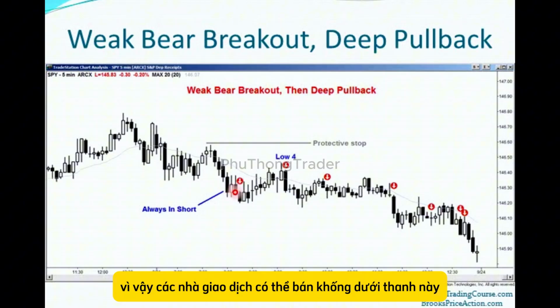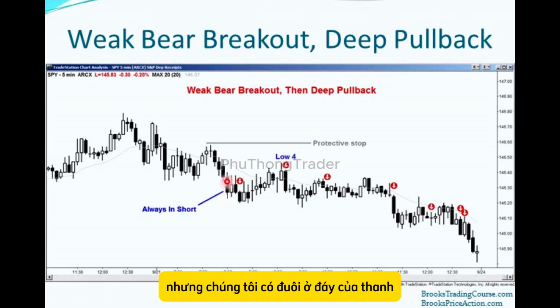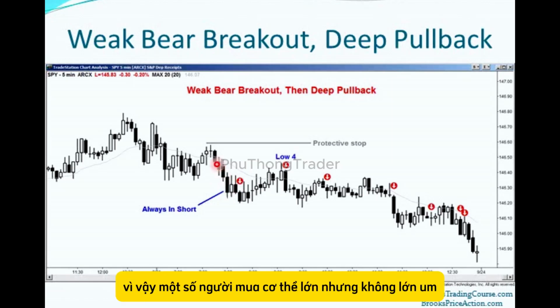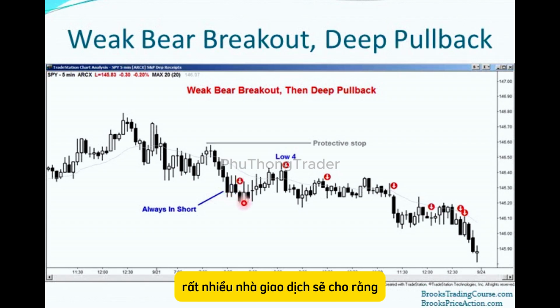So traders can short below this bar, they can short at the market, they can short the close of this bar, right? But we have tails on the bottoms of the bars, so some buying. The bodies are big but not huge, so the bears are not all that strong. A lot of traders will assume that this bear spike will be followed by a pretty good pullback.